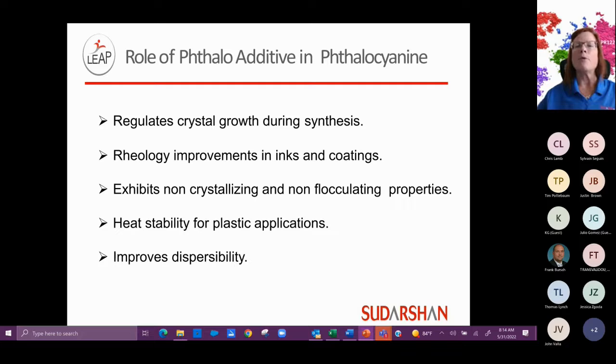But for pigmentation, the phthalo additives help us to regulate that crystal growth during the synthesis. As you can imagine, that growth process is very critical in determining the outcome of that particular product. In applications, it also helps rheologies for inks and coatings. It helps to exhibit non-crystallizing and non-flocculating properties. These are especially noted for the 15-2s and the 15-4s. And then for plastics, it helps with heat stability. And overall, the phthalo additives improve dispersibility in all applications.